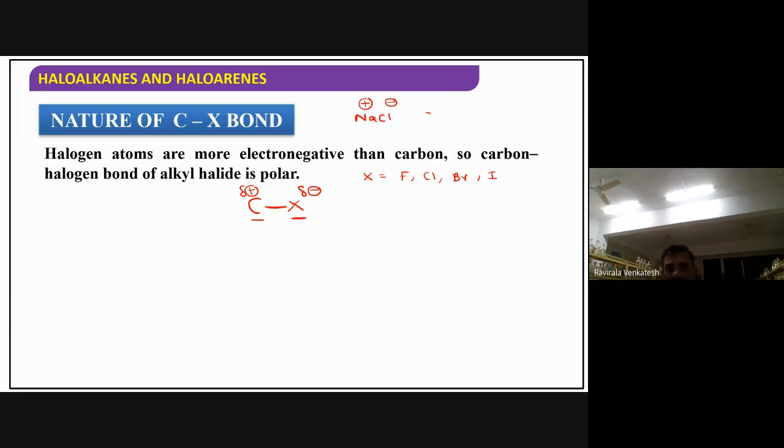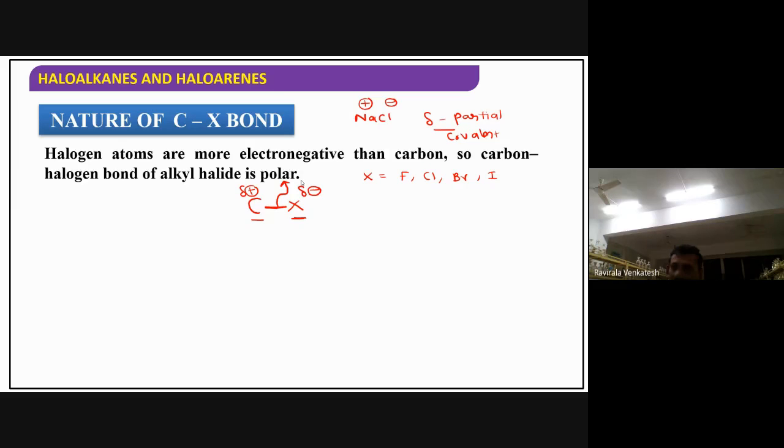Delta indicates partial positive or partial negative. So this is only for covalent bonds, isn't it? Now what I'm saying here is that halogen atoms are more electronegative than carbon, so the carbon-halogen bond of an alkyl halide is polar. This bond is getting polarity, polar in nature. What is the meaning of polar? It means developing of positive and negative charge.